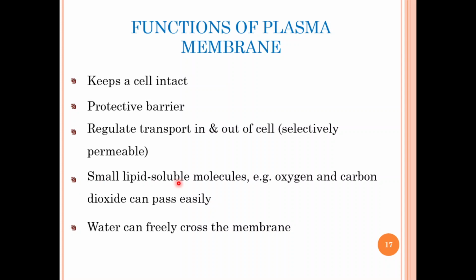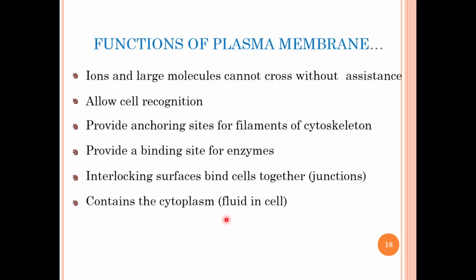Small lipid soluble molecules, for example oxygen and carbon dioxide, can pass easily through this membrane. Water can freely cross the membrane, from the outer layer to the inner side and from inner to outer side. Now ions and large molecules cannot cross without assistance. The large molecules and some ions, for example magnesium, sodium, potassium, cannot be transferred without assistance. Assistance is required for their transportation.